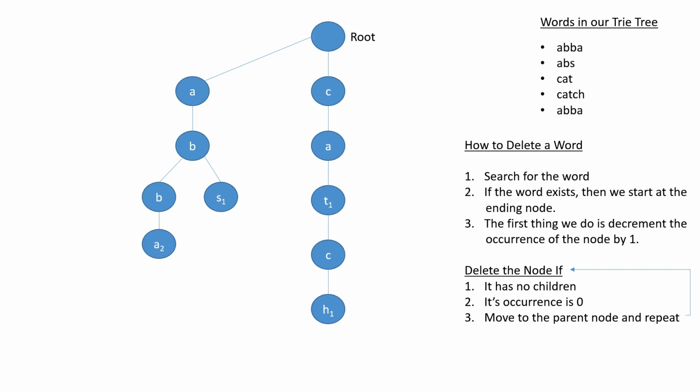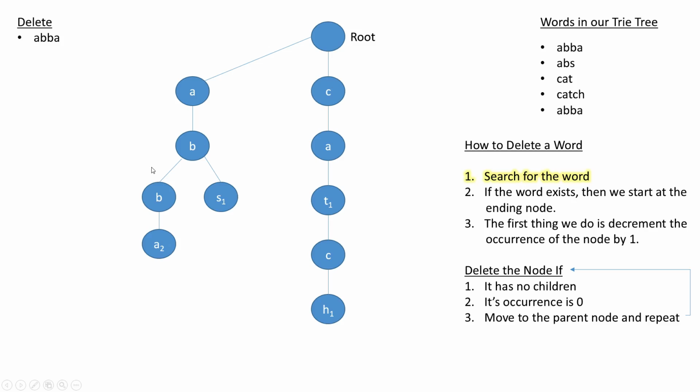So let's go through this right now and see how this works. We're going to delete ABBA. And I'm not going to play the ABBA music. I should have had that already set up, but unfortunately we're going to be without the ABBA music at the moment. So to delete ABBA, first thing we do is we're going to search for the word.